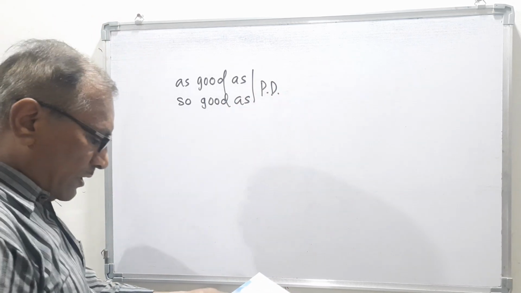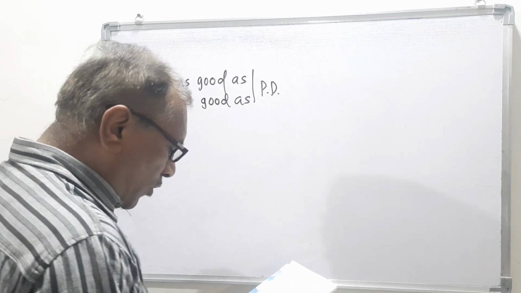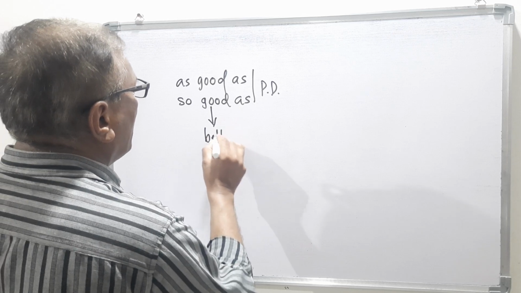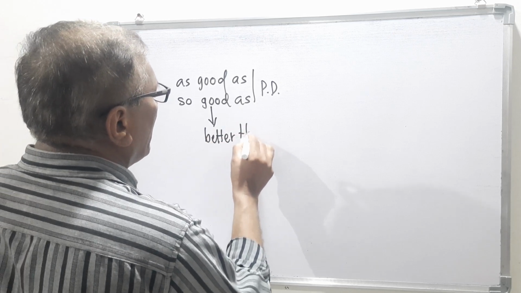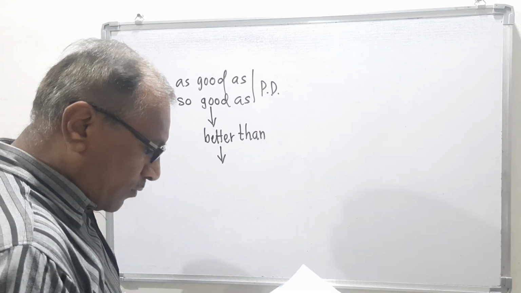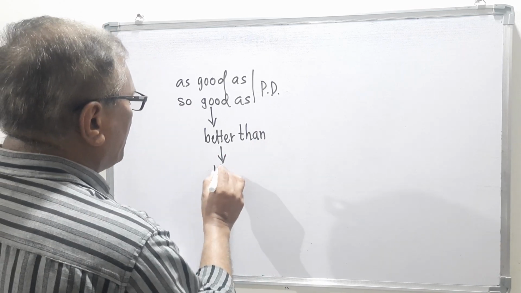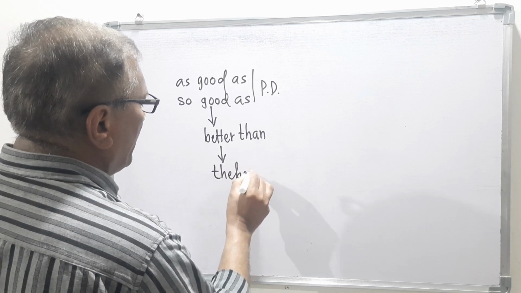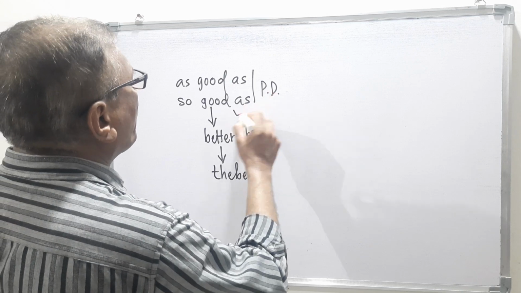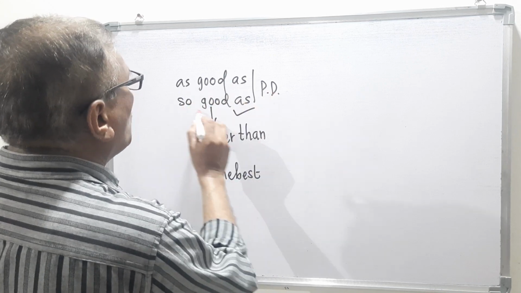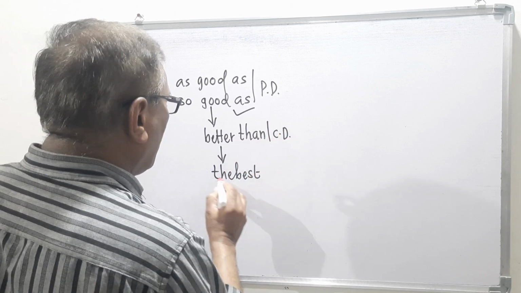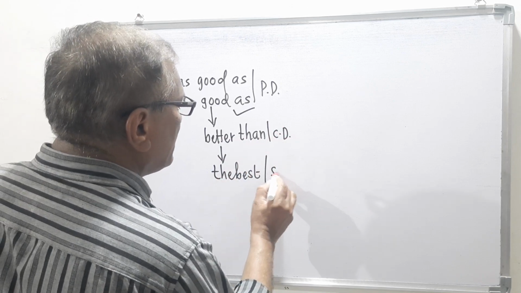So now we will make the comparative form, and the comparative form will be "better than". Remember, the SD form will be "the best". So remember, "as good as" is the PD form, "better than" is the CD form, and "the best" is the SD form.